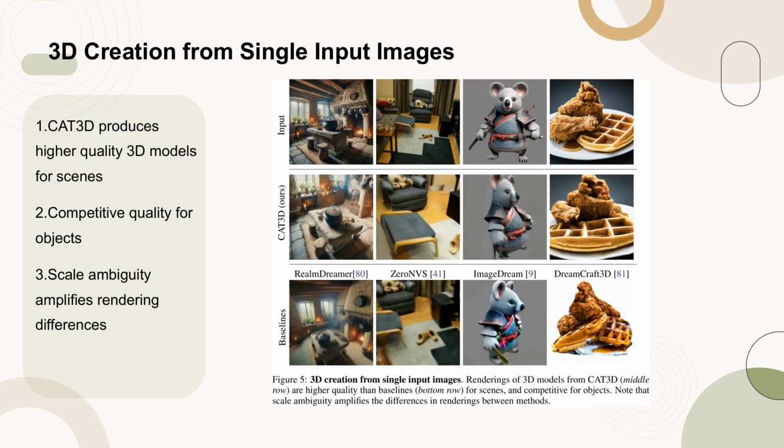Figure 5 illustrates the process of creating 3D models from single input images. The middle row showcases the 3D models generated by CAT3D, which exhibit higher quality compared to the baseline methods shown in the bottom row, particularly for scenes. For objects, CAT3D's renderings are competitive. The scale ambiguity inherent in single image inputs significantly amplifies the differences in the renderings produced by different methods.